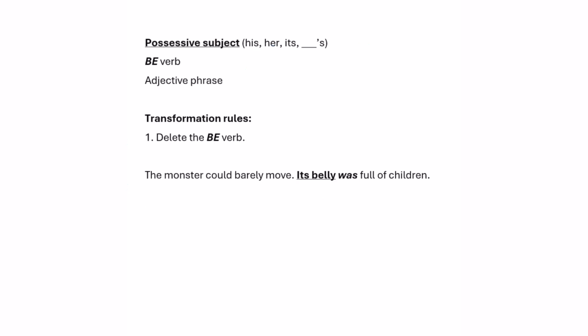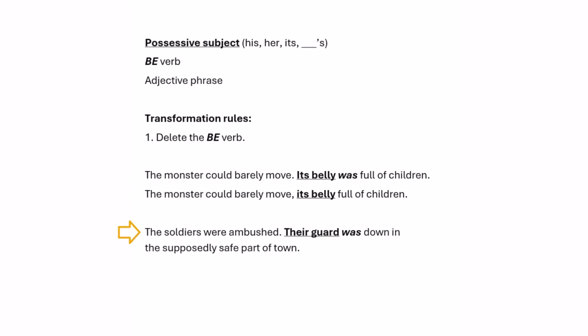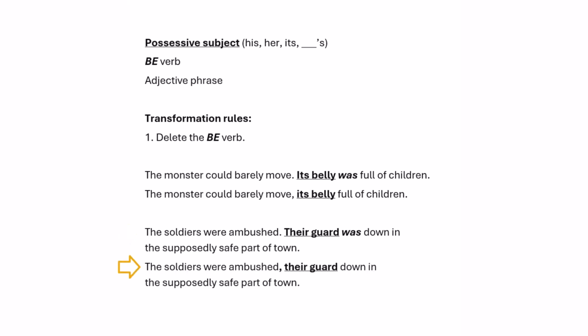The following independent clauses have a possessive subject, his, or her, or its, or with an apostrophe s, with a be verb followed by an adjective or adjective phrase. In these cases, just delete the be verb. The monster could barely move. Its belly was full of children. This becomes, the monster could barely move. Its belly full of children. The soldiers were ambushed. Their guard was down in the supposedly safe part of town. The soldiers were ambushed. Their guard down in the supposedly safe part of town.